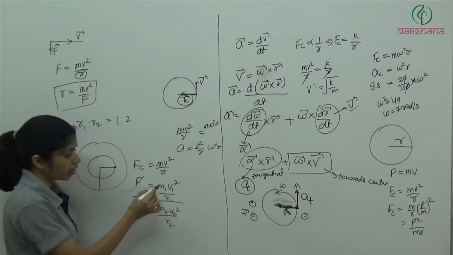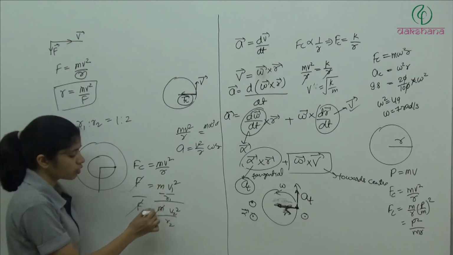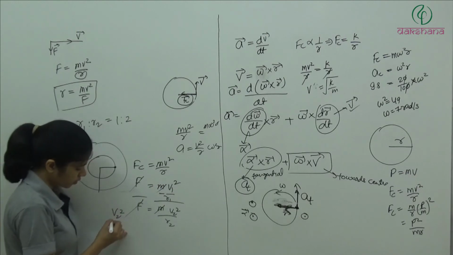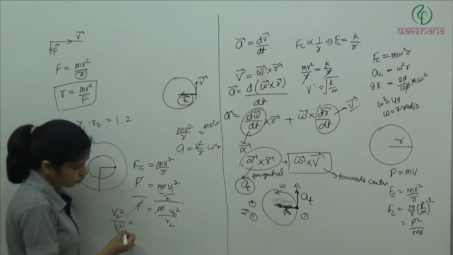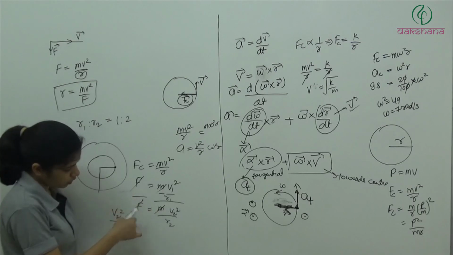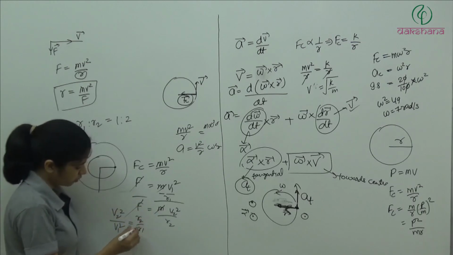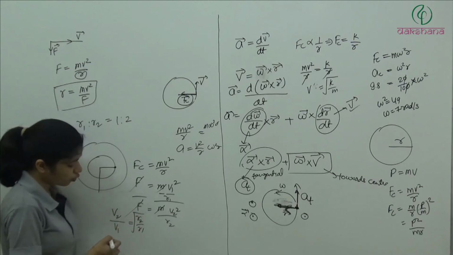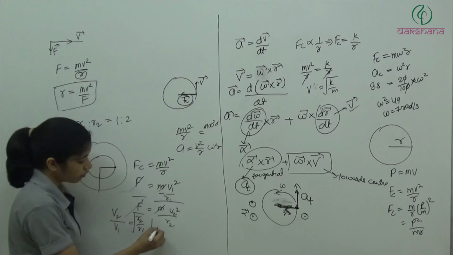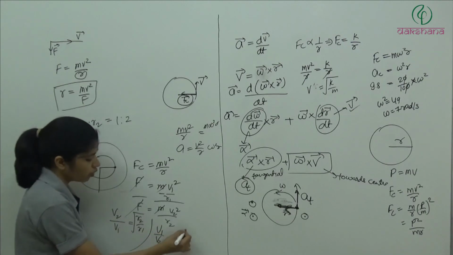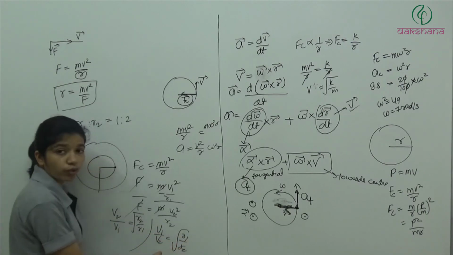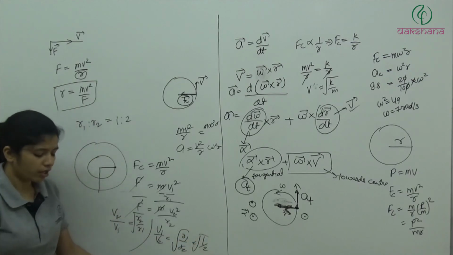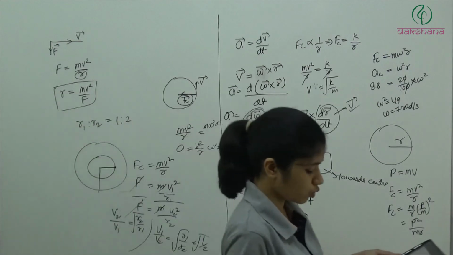So this cancels. m1 is equal to m2, so this also cancels. Now what can we write? v2 square by v1 square is equal to r2 by r1. So v2 by v1 is equal to root r2 by r1. We have to find v1 by v2, so it will be root r1 by r2. Root r1 by r2 is nothing but root 1 by 2. So the ratio will be 1 is to root 2. 1 is to root 2.